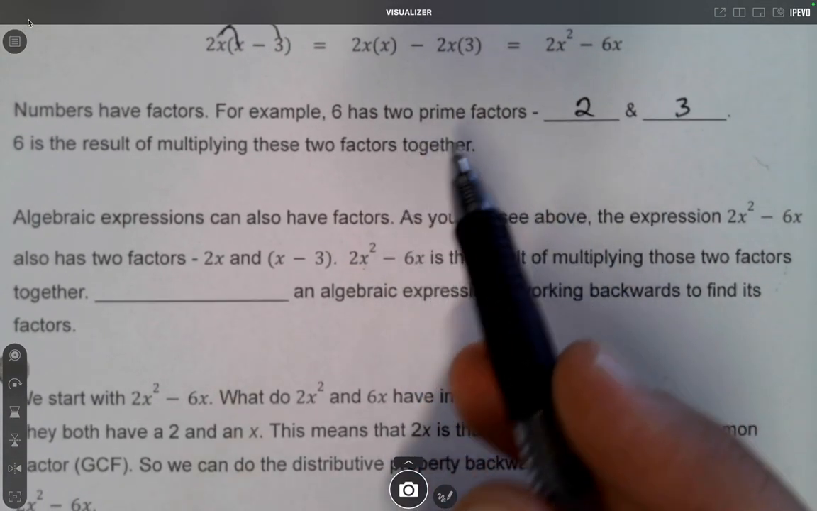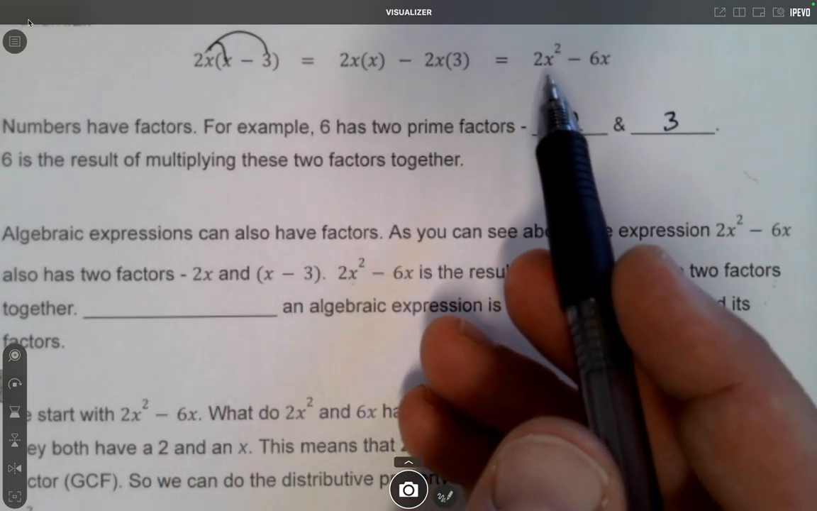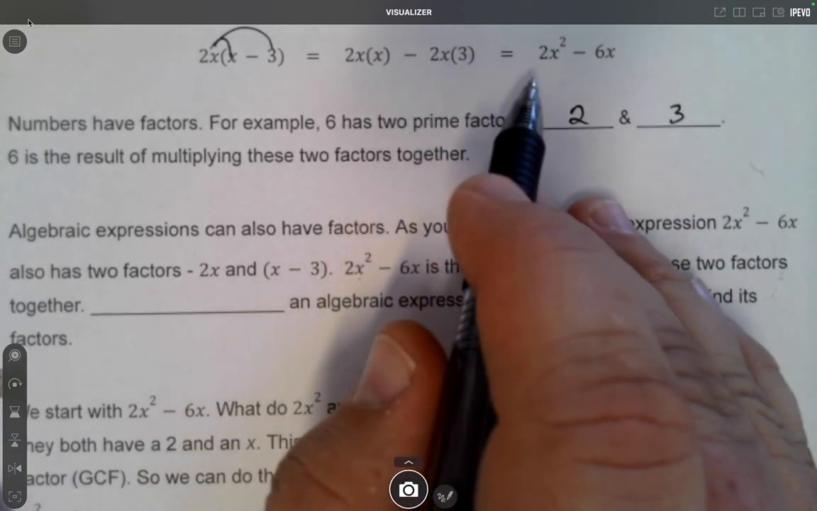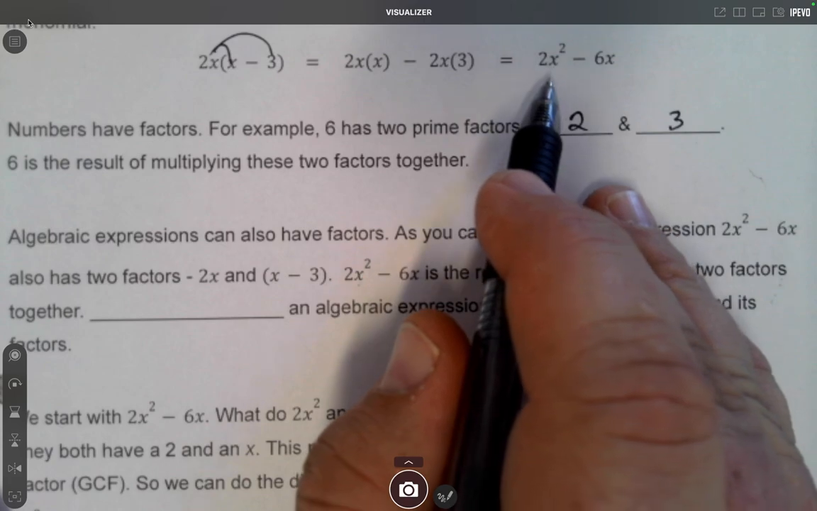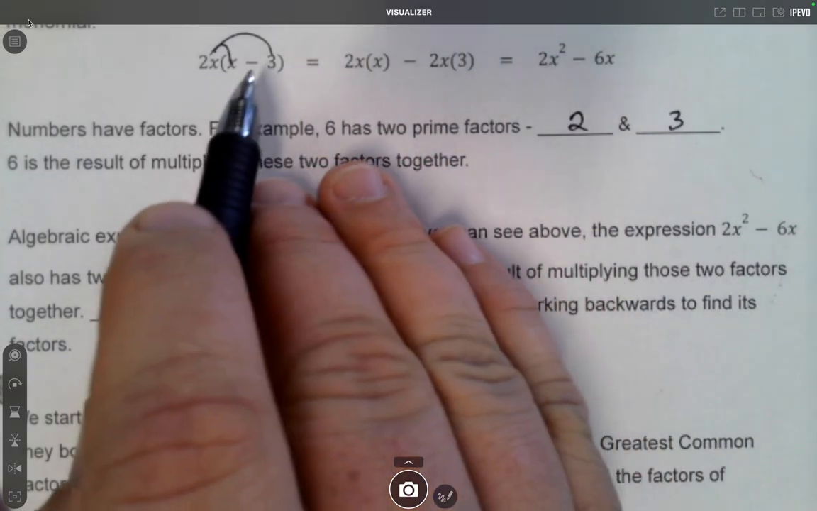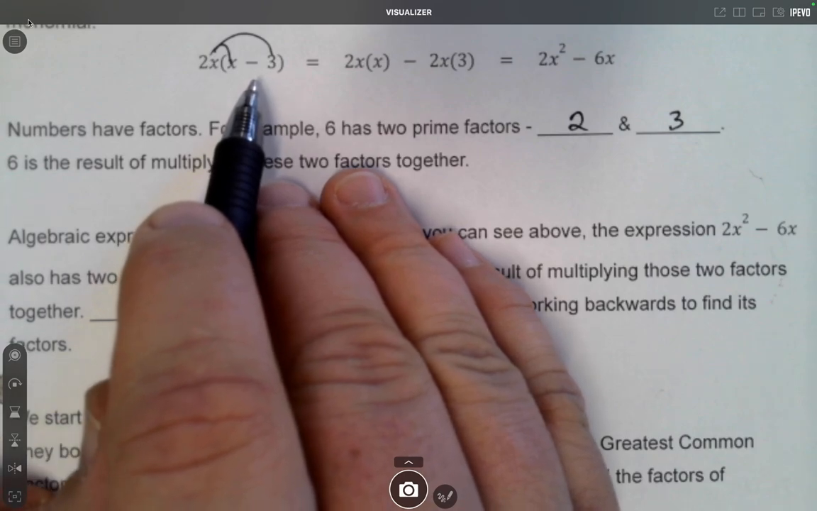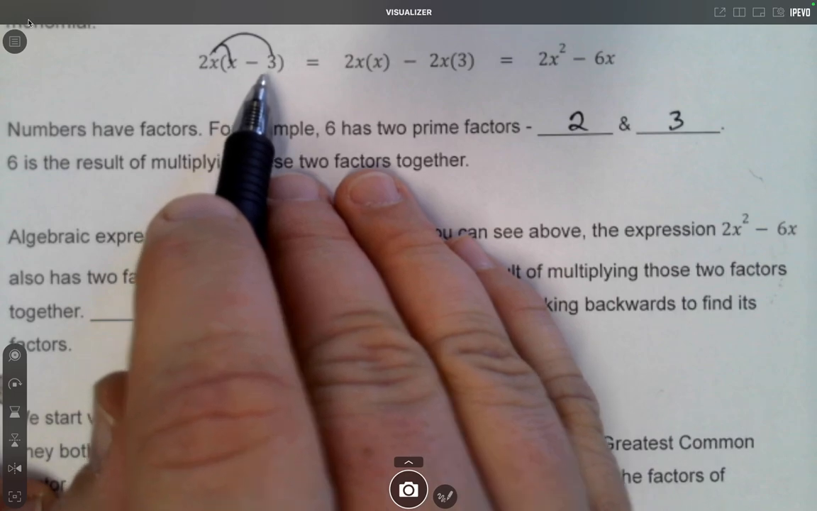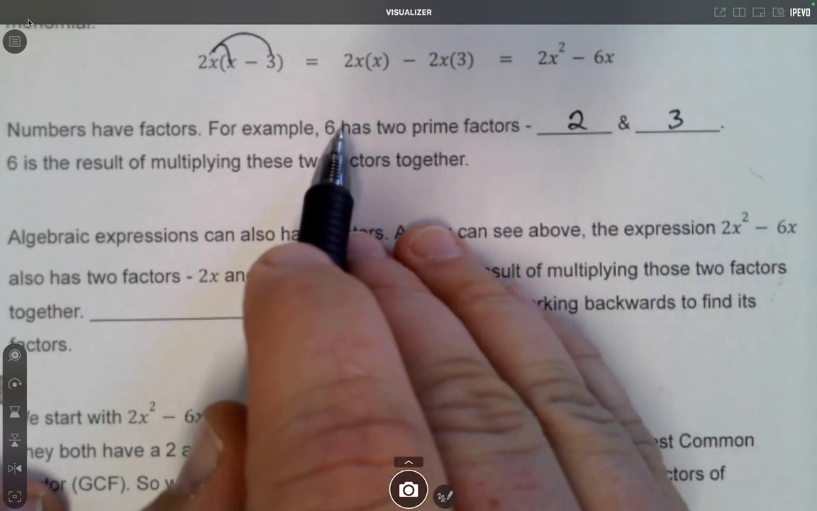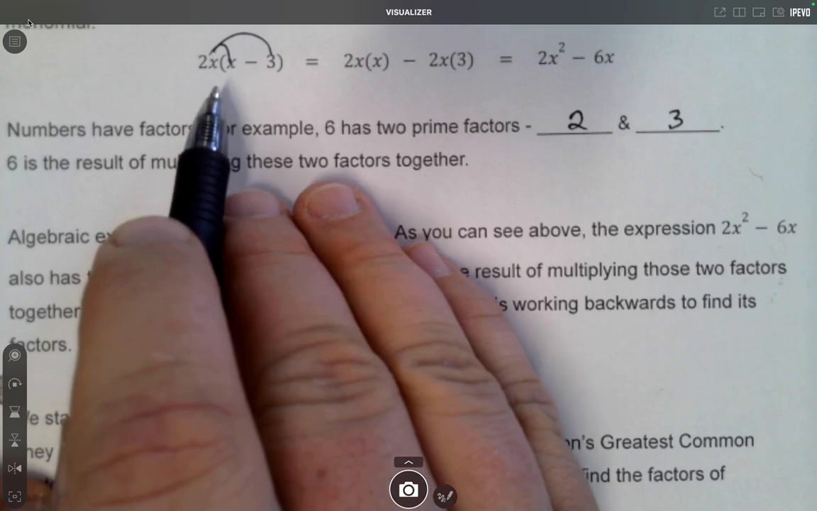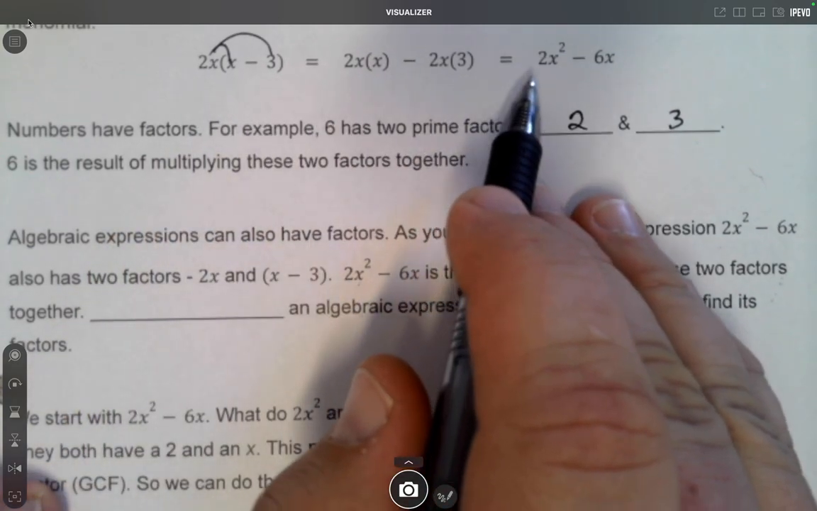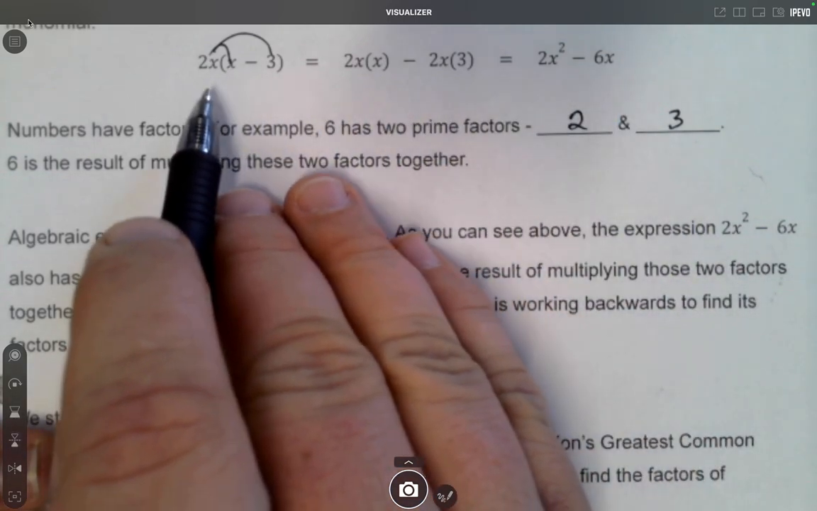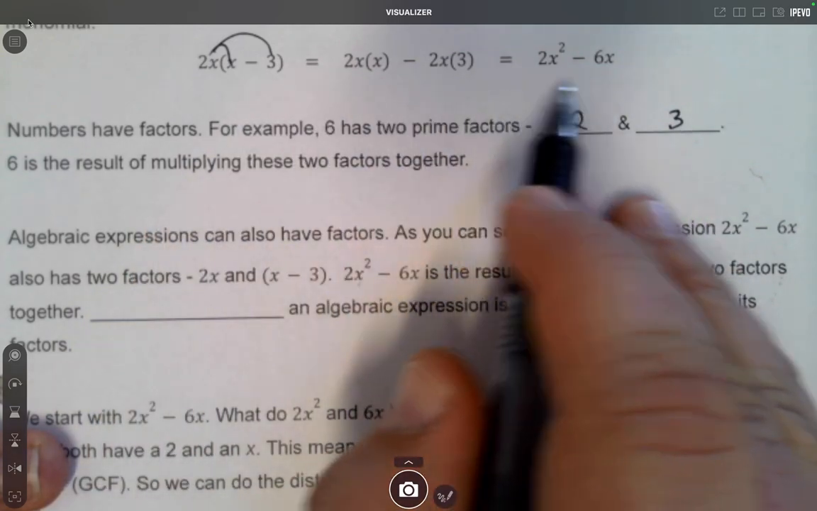So just like numbers have factors, algebraic expressions, things like what you see here, can also have factors. As we can see looking at this problem, 2x squared minus 6x has two factors. When the problem started, we saw those two factors. It was 2x and x minus 3. And just like 2 times 3 results in 6, 2x times x minus 3 results in 2x squared minus 6x. So just like 2 and 3 are factors of 6, 2x and x minus 3 are factors of this.